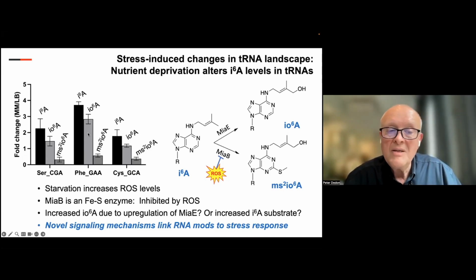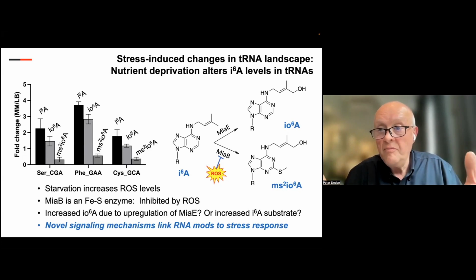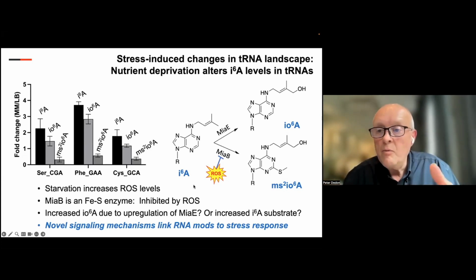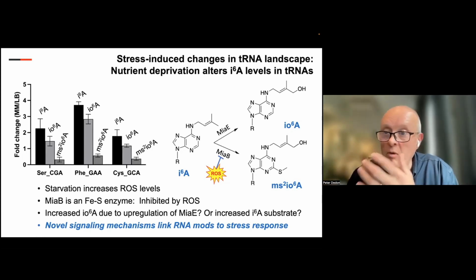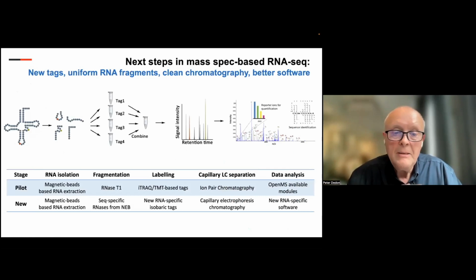Surprisingly, we also have an increase in I06A, which is made by MIAE. So now we don't know, did MIAE increase in abundance in response to the stress? Or did we just have more substrate, with the same amount of enzyme, and it's just making I6A into I06A? All of this is to be worked out, but it reveals a point here that there are some novel signaling mechanisms that link these RNA modifications to different cell stresses in order to affect the phenotype and to adapt.